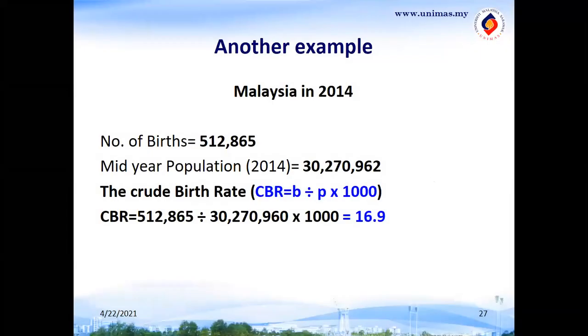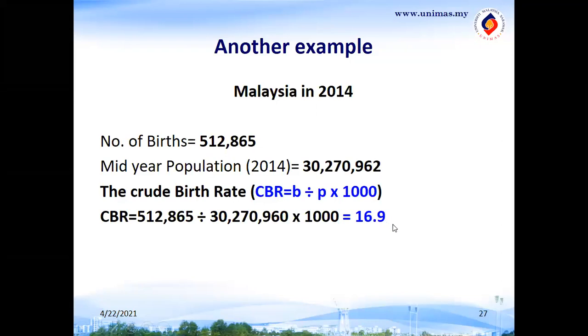2014 mid-year population was about 30 million, 30.2 million. So in order to calculate the crude birth rate for Malaysia, we have the figure. You just plug it in, yeah. 512,865 divided by 30.27 million. So the crude birth rate for Malaysia in 2014 was about 16.9 per 1,000, ya.